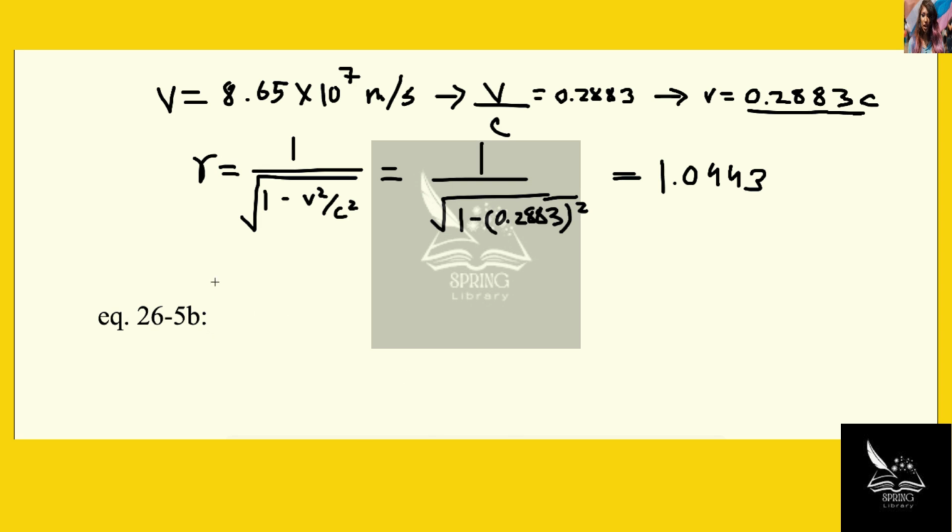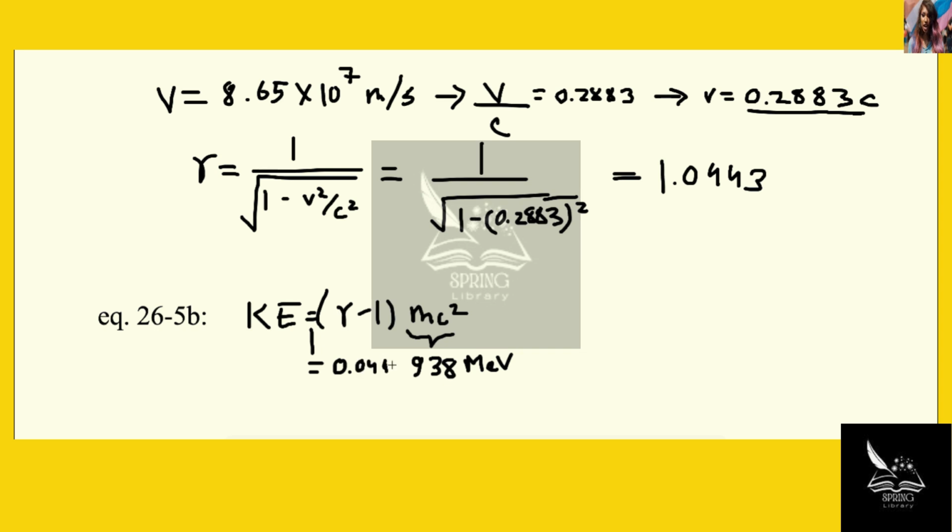Okay. And so now we use the relativistic equation for kinetic energy, which is KE equals gamma minus 1 times the rest mass energy, so that's mc squared. This is 938 MeV from the book. And of course, gamma minus 1 would be 1.0443 minus 1, so that's 0.0443. You multiply them together, and you get 41.6 MeV.